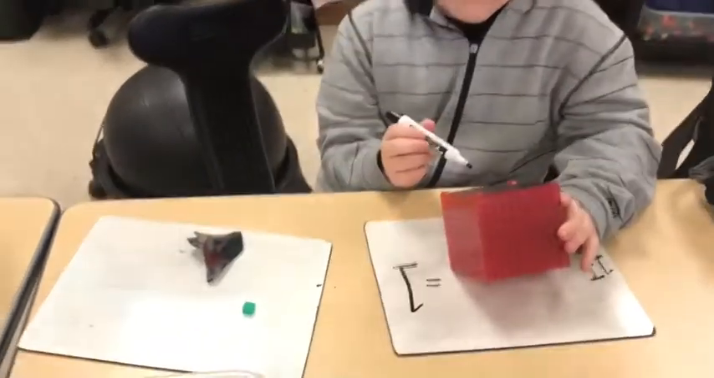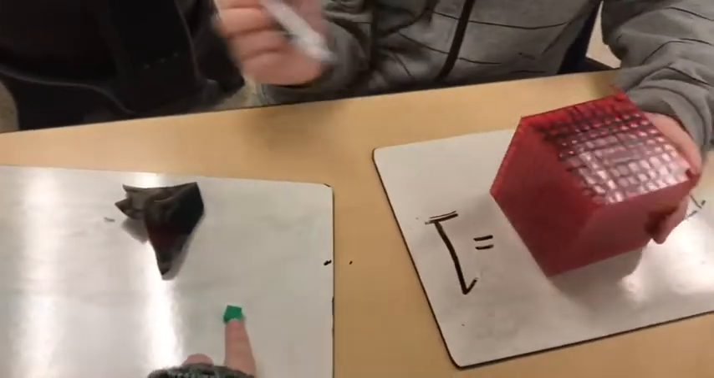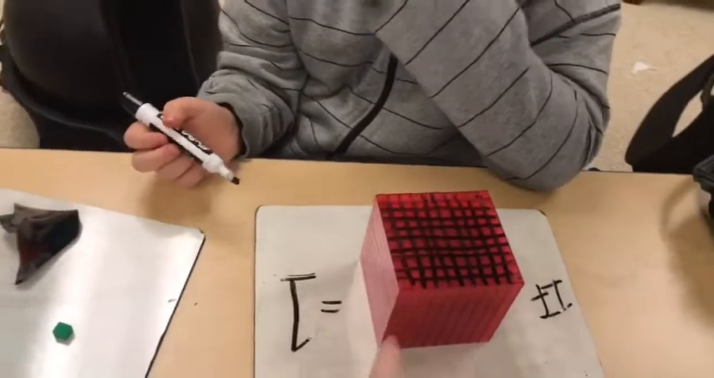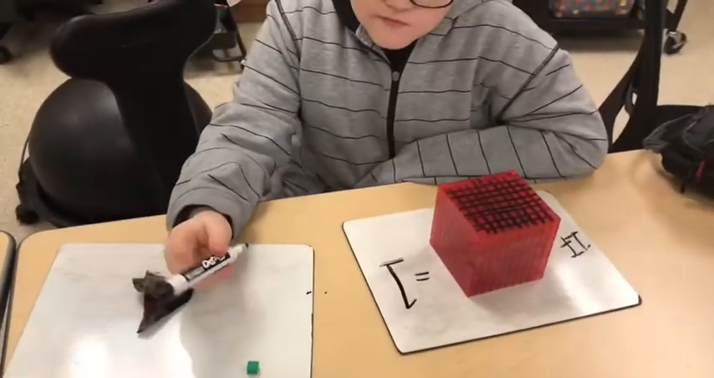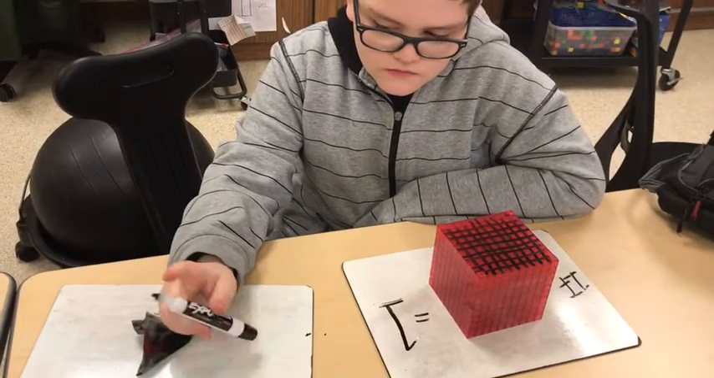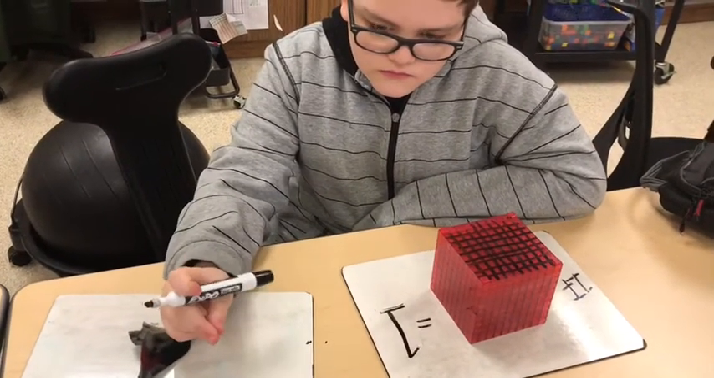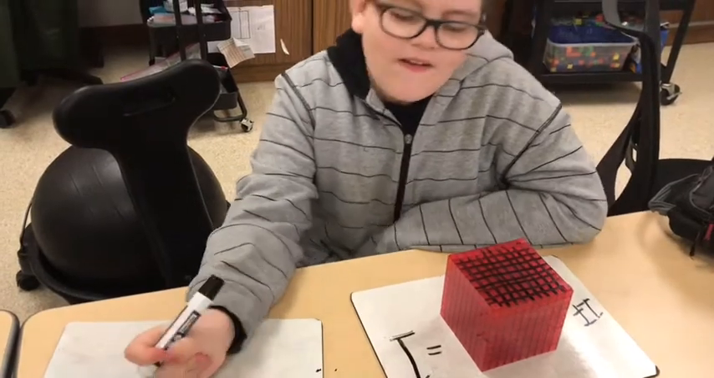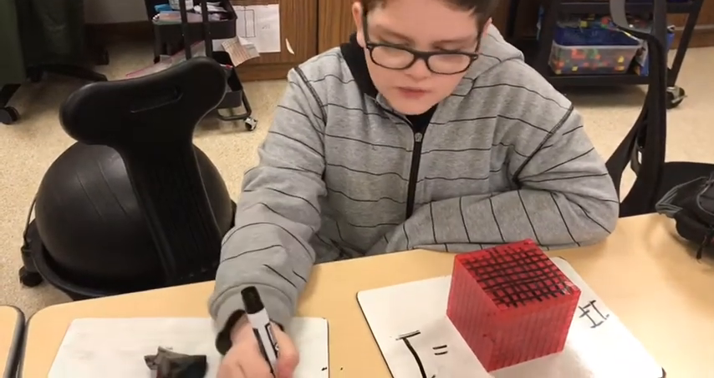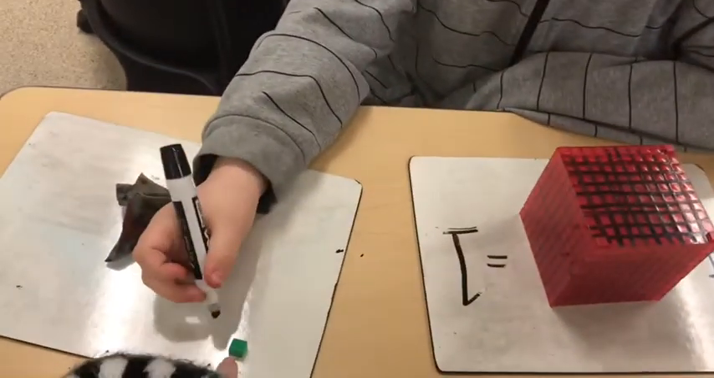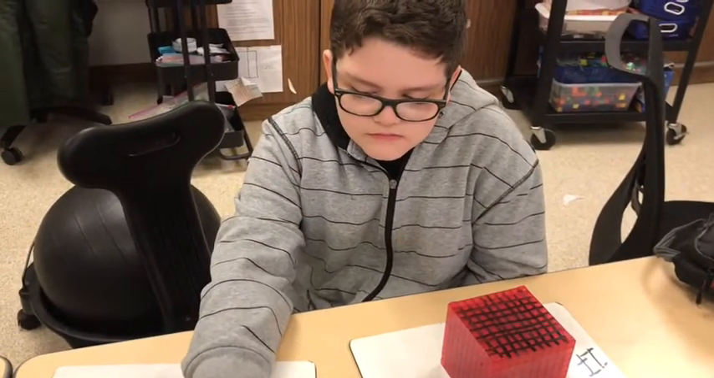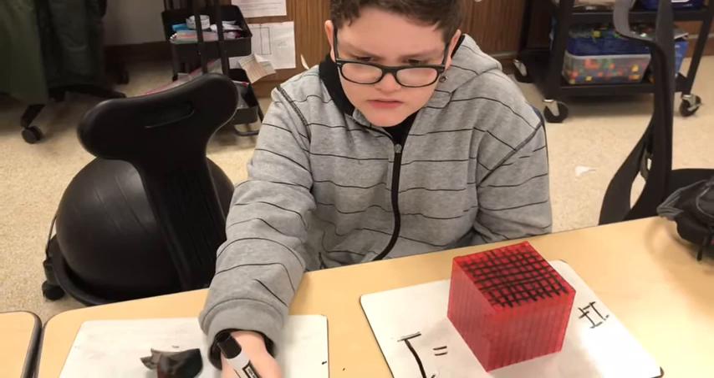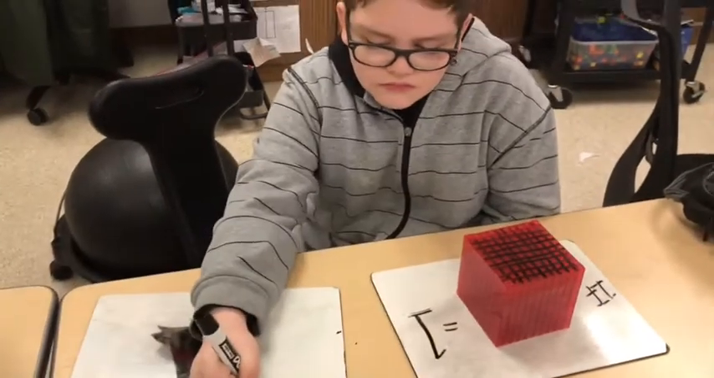Mm-hmm. Okay, so if 1,000 of this size piece makes one whole, then what number can we use to represent that piece? Would it be greater than 1 or less than 1? Greater than 1. Look at the size of this piece. Oh, wait, less than 1. Okay, so it would probably be a fraction or a decimal, right? Probably a decimal.